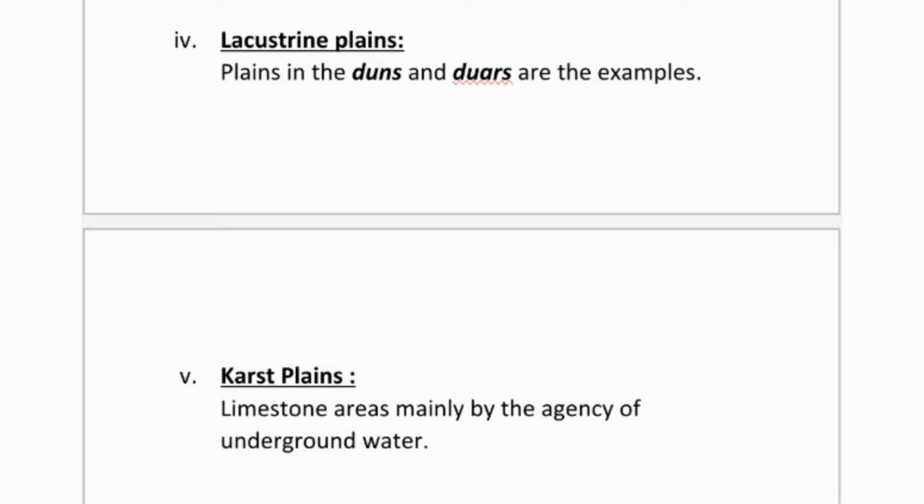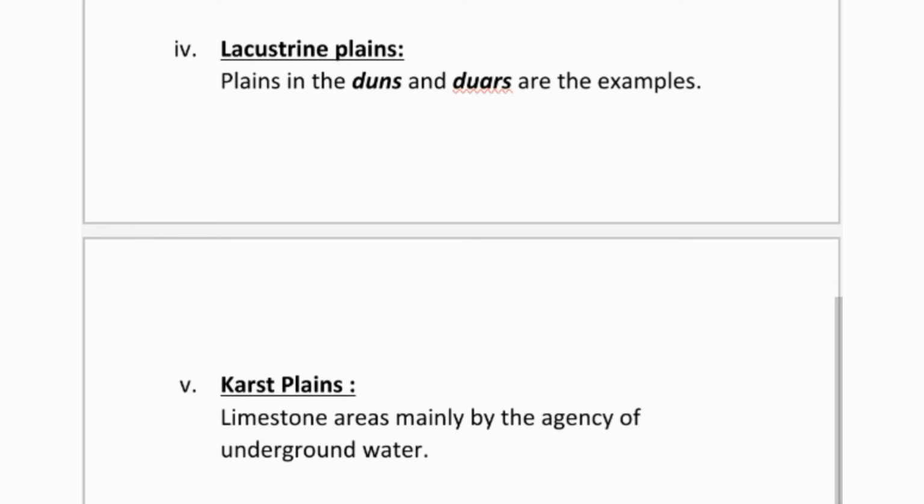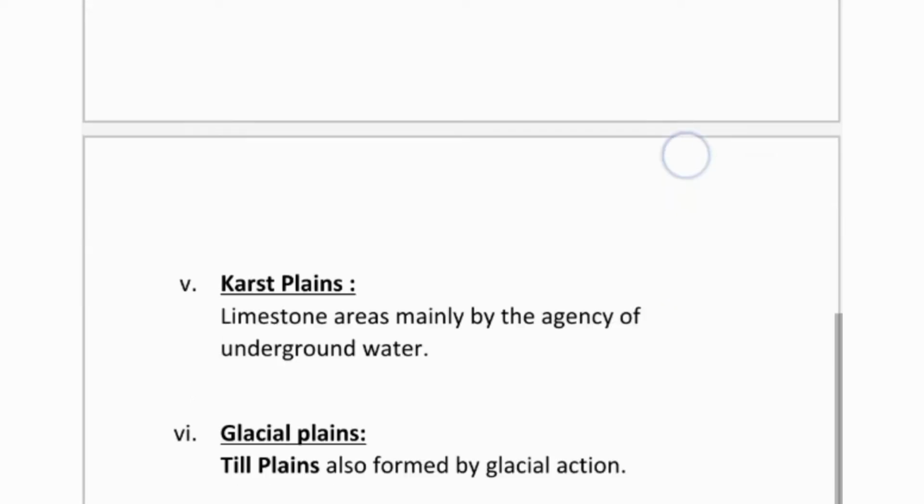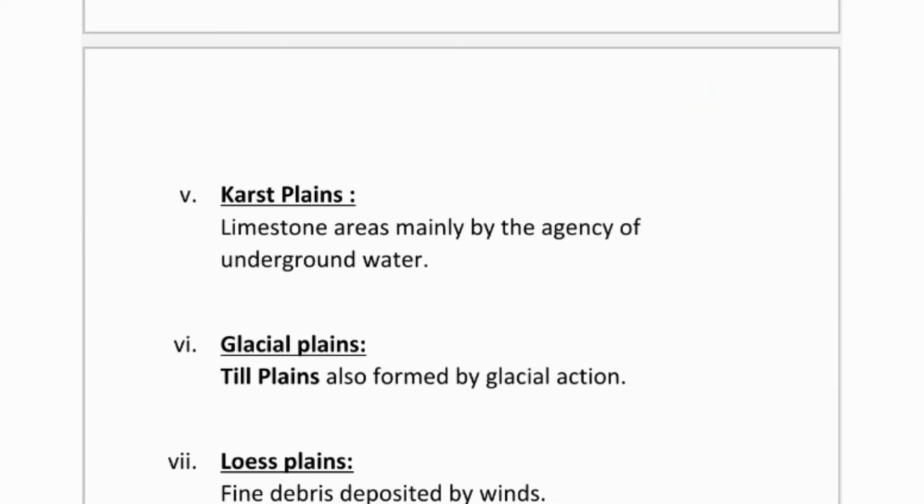Next one, floodplains, delta plains and alluvial plains are all formed through the deposition of eroded material by rivers. Examples: Ganga Plain and Sundarban Delta. Next one, coastal plains. Coastal plains are part of the uplifted parts of the continental shelf. Parts of the eastern coastal plains of India are of this type.